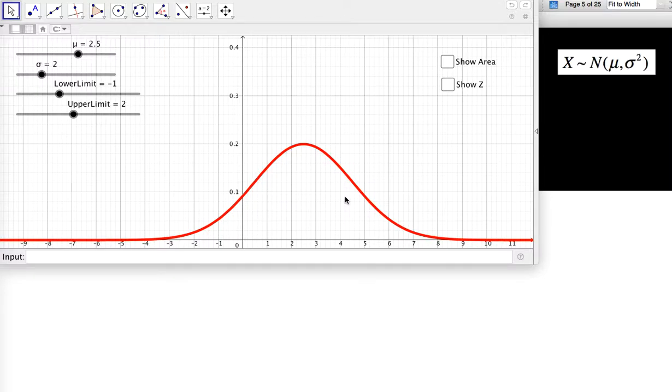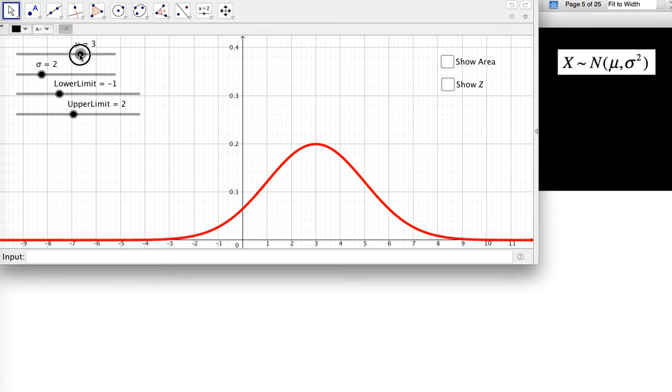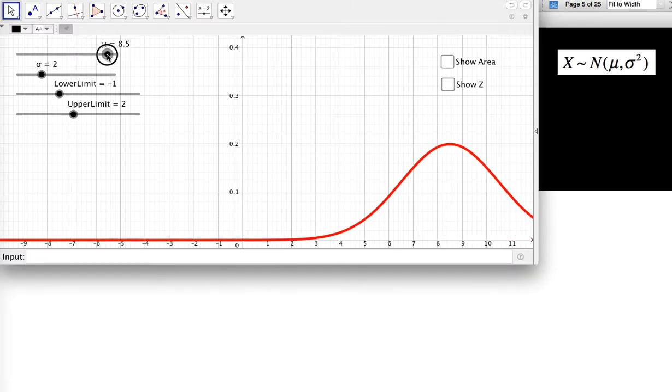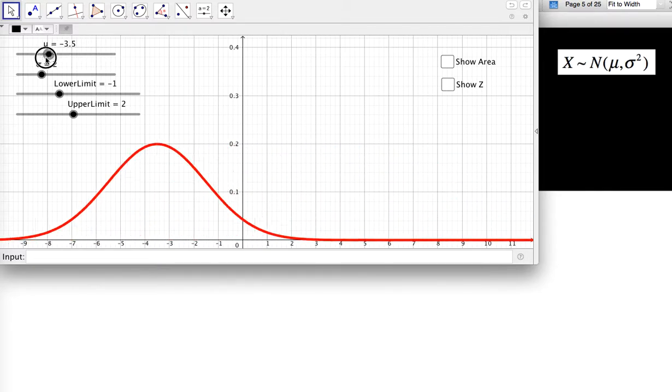So how can a normal distribution vary from one set of data to the next? There's basically two parameters that can change, that can cause us to get different normal distributions. So the first one is the mean. If you look at the moment, I've set the mean mu as being 2.5, and that can increase or decrease.